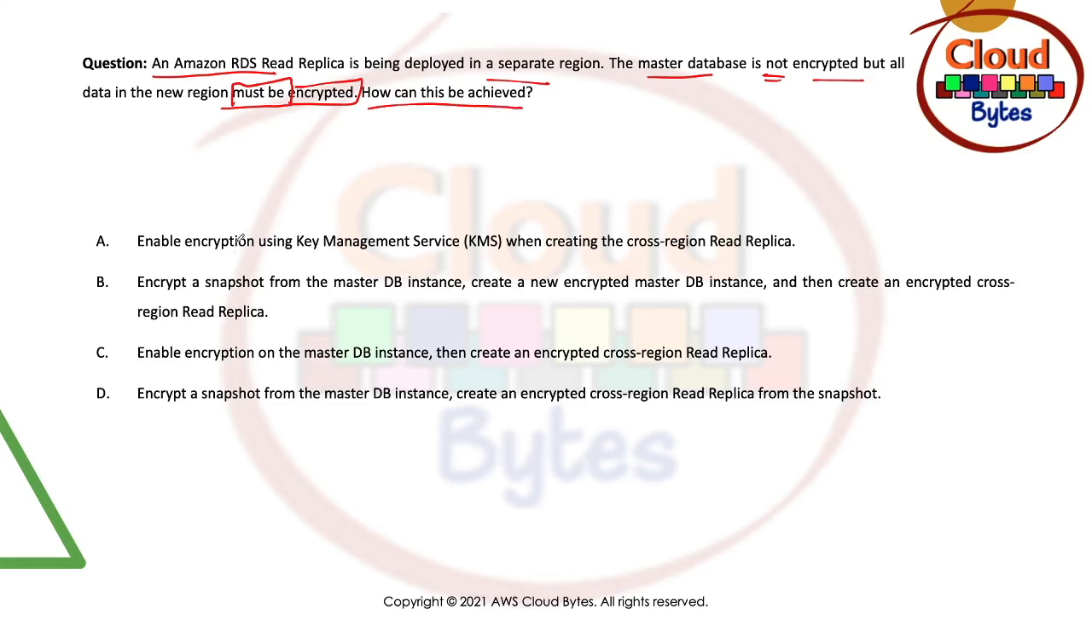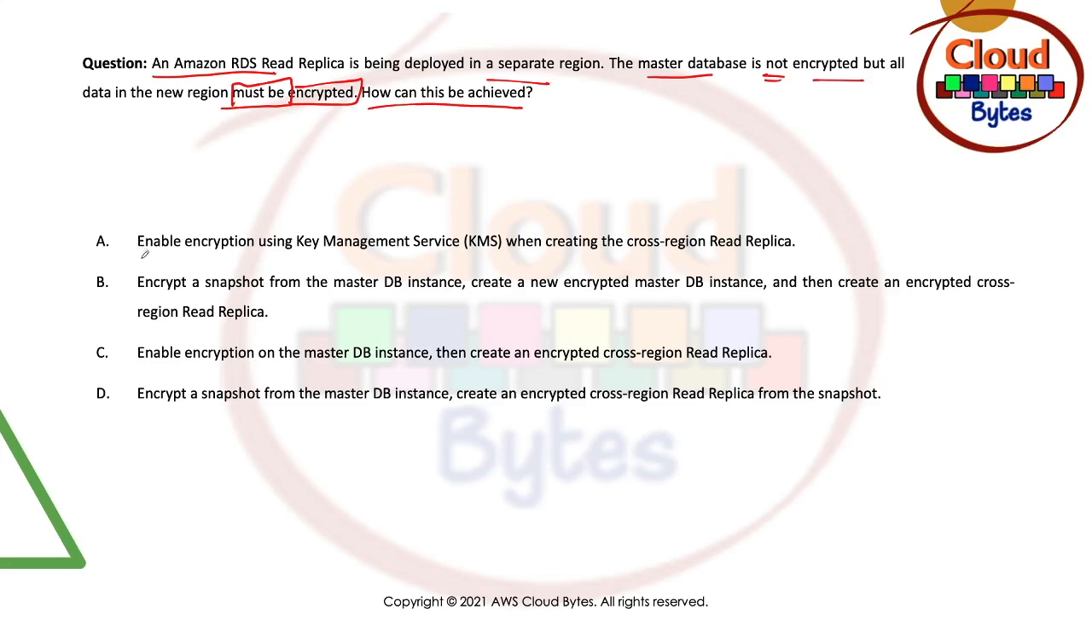You can pause the video, take some time to think about the question. The requirement here is that the master database is not encrypted, while the data in the new regions that we are going to add should be encrypted. And how can you do that? What kind of read replica can be encrypted? That is what you have to think about. So think about the question, choose one of the answers from the given options, and comment it out.